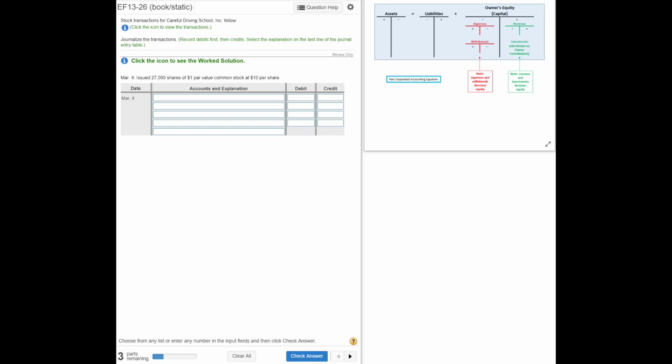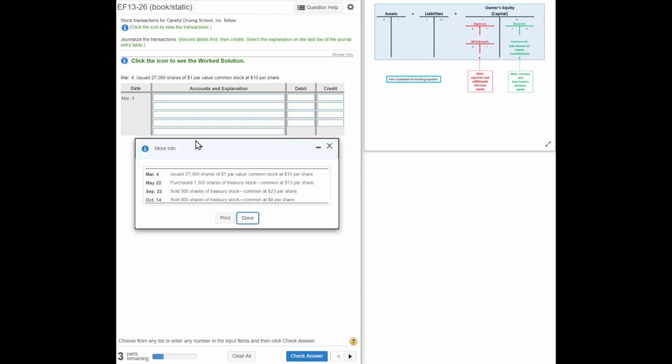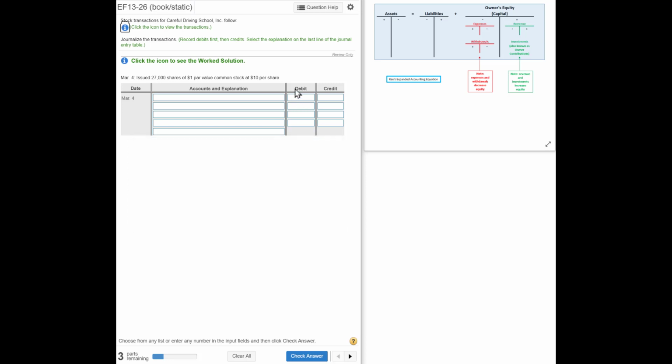13-6, Treasury stock transactions. Stock transactions for Careful Driving School Incorporated are as follows. We're going to issue some stock, then purchase some treasury stock, and then have two transactions where we sell treasury stock. We don't need this window right now because the info is also right here.